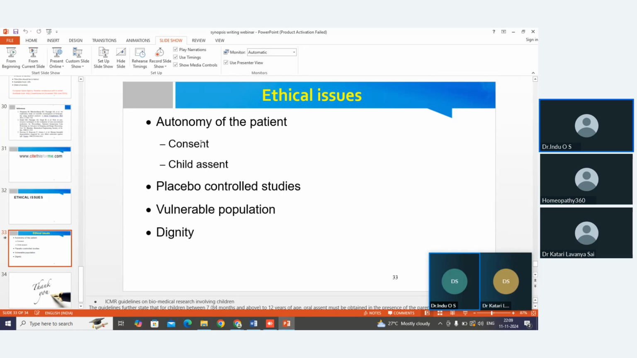Okay, so this is all about our today's topic: how to frame a synopsis, what all content should be there, and how to cite or how to generate the citation. So I hope you got some idea about the preliminary steps to write a synopsis.